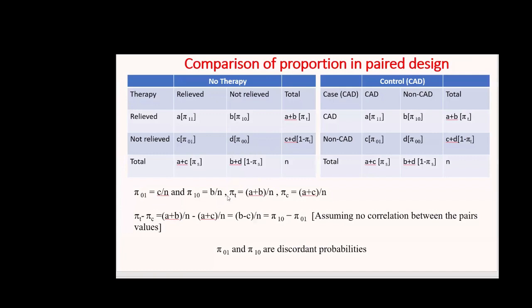So this pi t is our treatment marginal value. This pi c is the marginal control value, and then we have to give the correlation value. What is the correlation value? This is for the marginal value. For the discordant pair, you have to give the B or C pair of values. That is pi 10 minus pi 01. So whatever information you have available, you can take that information.